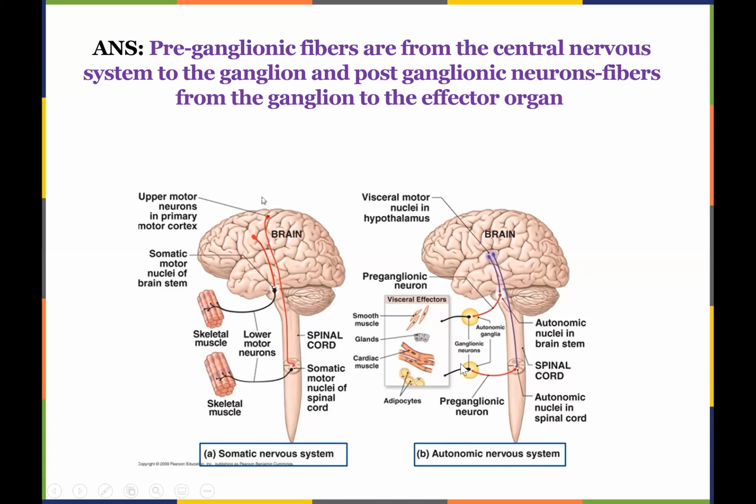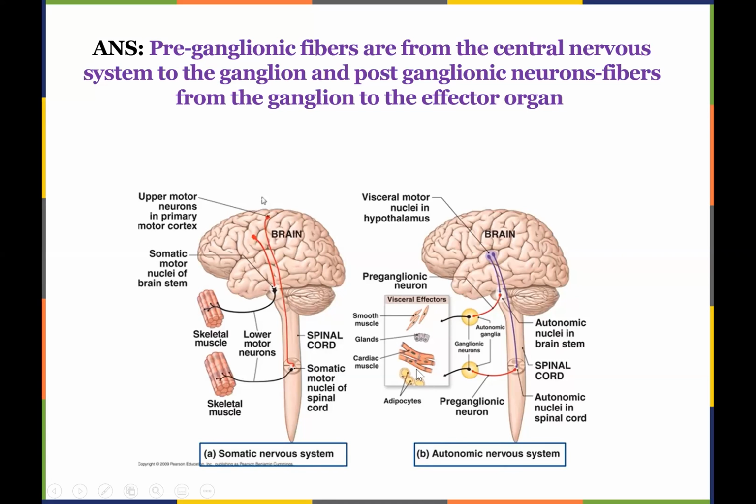Here we are seeing 2 neurons from the central nervous system. And the target cell or the effector cell is either smooth muscle like your GI tract, it can be your endocrine glands, it can be your heart, or it can also be your fat cells. Because there are 2 neurons, and the ganglion is right here where the synapse is going to happen, we have the preganglionic neuron and the postganglionic neuron. The preganglionic neurons are from the central nervous system to the ganglia, and the postganglionic neurons are from the ganglion to the target or effector organ.